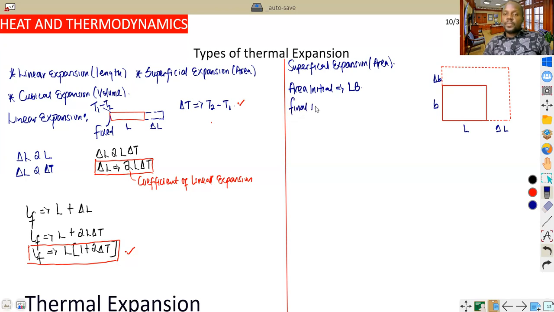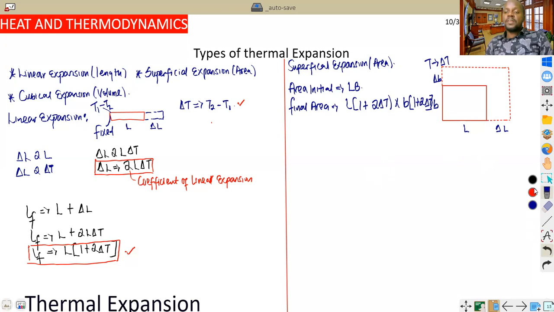The final area will now be equal to, from what we have studied, the length of this has increased, so the final length will now be the initial length L times bracket 1 plus alpha change in temperature, multiplied by the breadth, which has increased to B times bracket 1 plus alpha change in temperature. So area is length times breadth. The new length is 1 plus alpha delta T, and the breadth is into bracket 1 plus alpha change in temperature. I said the temperature has increased from T to T plus delta T.